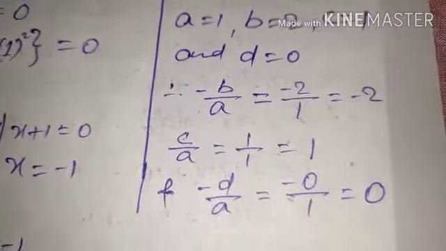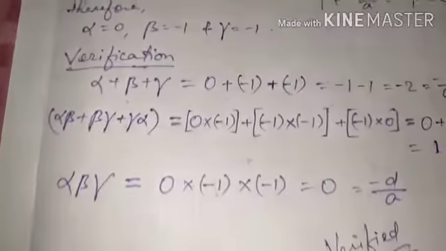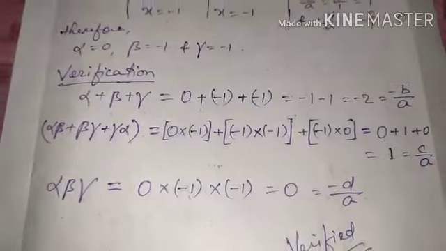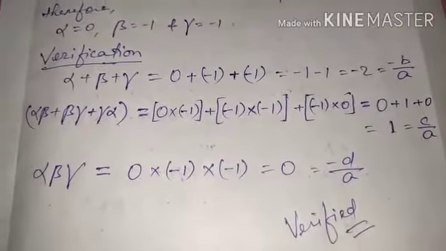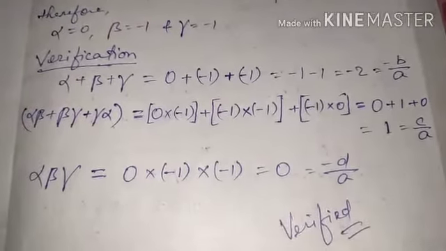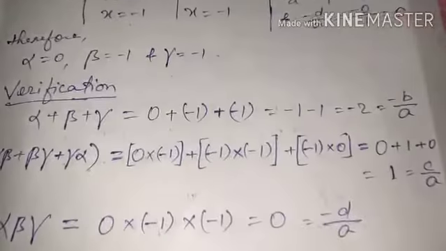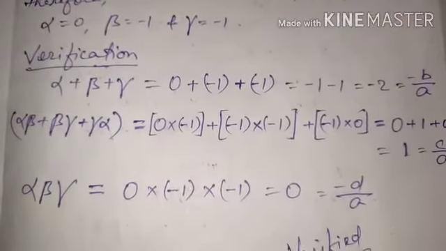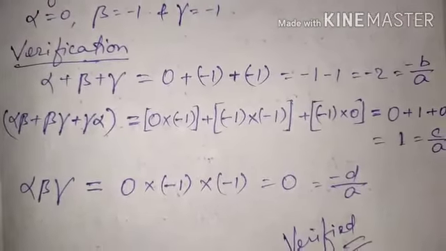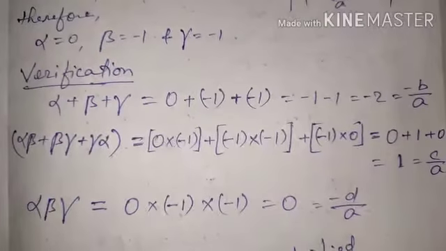C by a calculated is 1, d by a calculated is equal to 0. Now just see, according to alpha, beta, gamma, we have three relations over here to verify. Alpha plus beta plus gamma is equal to minus b by a, the first thing. So directly I'm just finding out the value of alpha plus beta plus gamma.